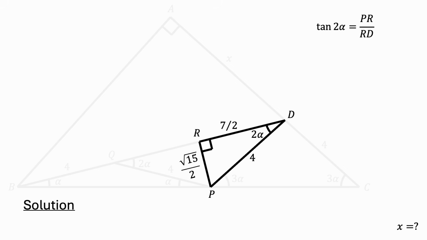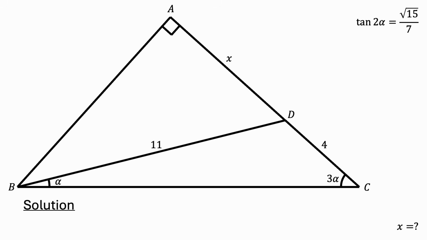Since tangent 2 alpha equals PR over RD, we have tangent 2 alpha equals square root 15 over 2 divided by 7 over 2, and so tangent 2 alpha equals square root 15 over 7. Returning to our original diagram, consider angle BDA, which is an exterior angle of triangle BCD. By the exterior angle theorem, angle BDA equals alpha plus 3 alpha, which equals 4 alpha.